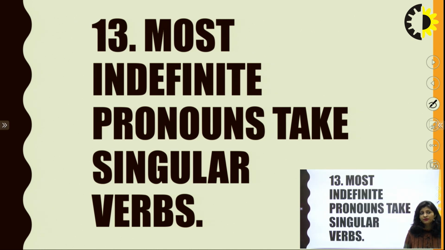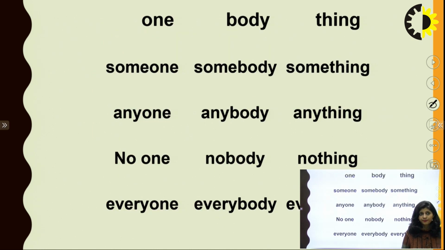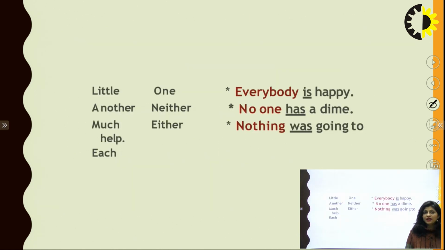Most indefinite pronouns take singular verbs, like one, body, thing, someone, somebody, something, anyone, anybody, anything, no one, nobody, nothing, everyone, everybody, everything. I have already explained this in the previous slides: if you are using any of these indefinite pronouns, you always consider them as a singular subject and use a singular verb with them. So, like, everyone, everybody is happy, no one has a dime, nothing was going to happen.